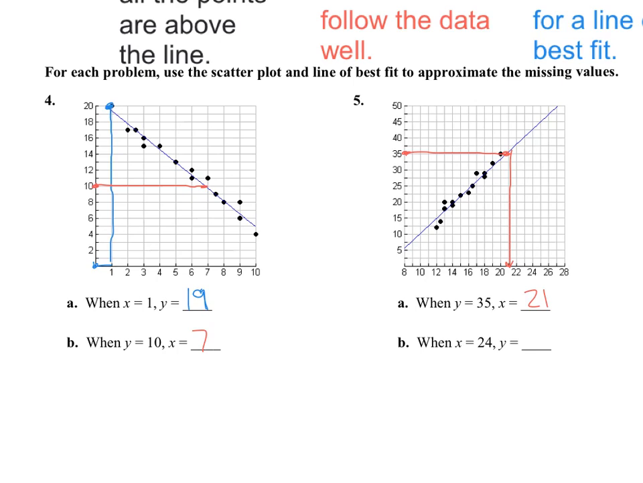For the next one, when x is 24, what's the value for y? So from the origin, I'm going to go all the way over to 24. I'm going to go up till I meet my line of best fit. And what's the approximate value of y? When x is 24, looks like it's going to be about 42.